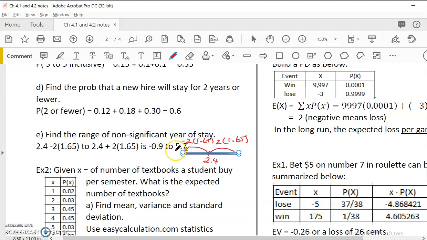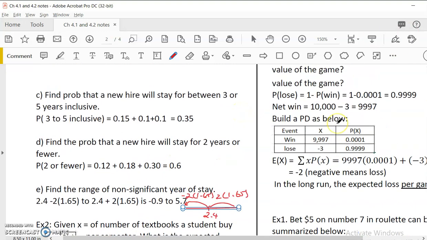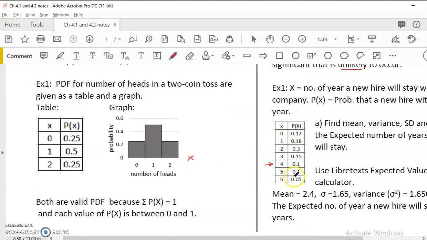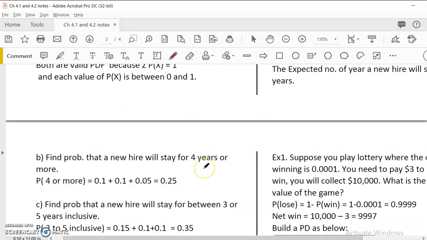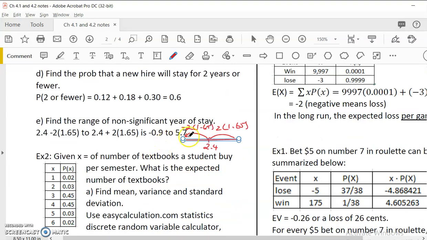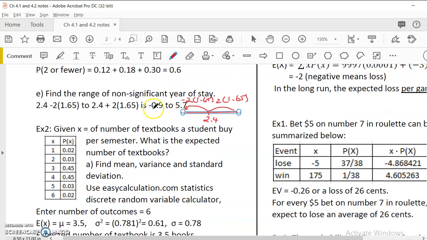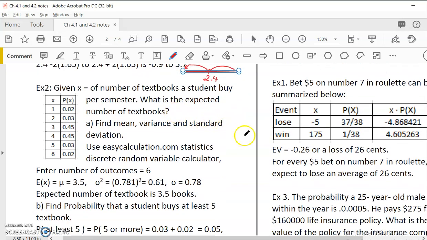So you can say that they have different probabilities of staying within a certain number of years, but staying from 0 to 5 years is not surprising. Staying over 5 years, meaning 6, since 5.7 is the last number, is very rare. That's how you can interpret non-significant. Non-significant means I'm not surprised that people stay from 0 up to 5.7. Of course there's no negative, but in terms of the bound, it can go negative. That means 0 is not surprising, but 6 is surprising and unlikely.